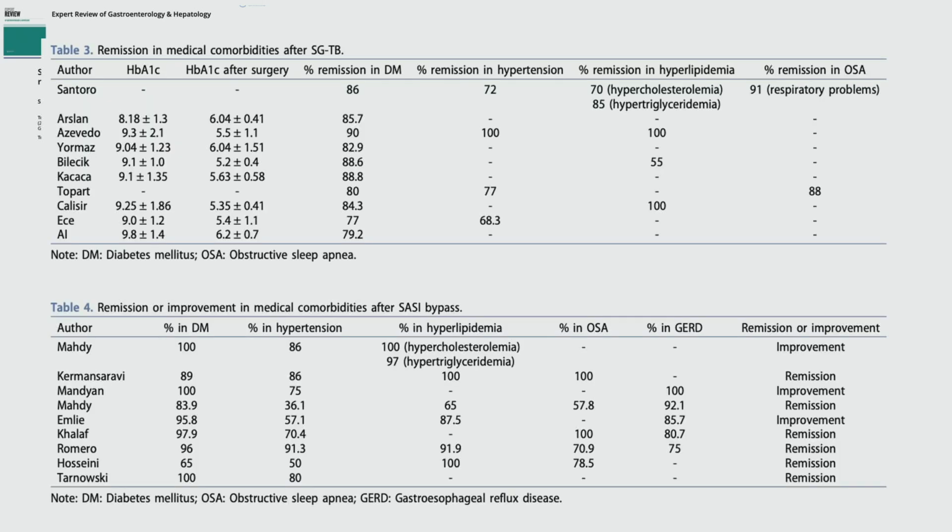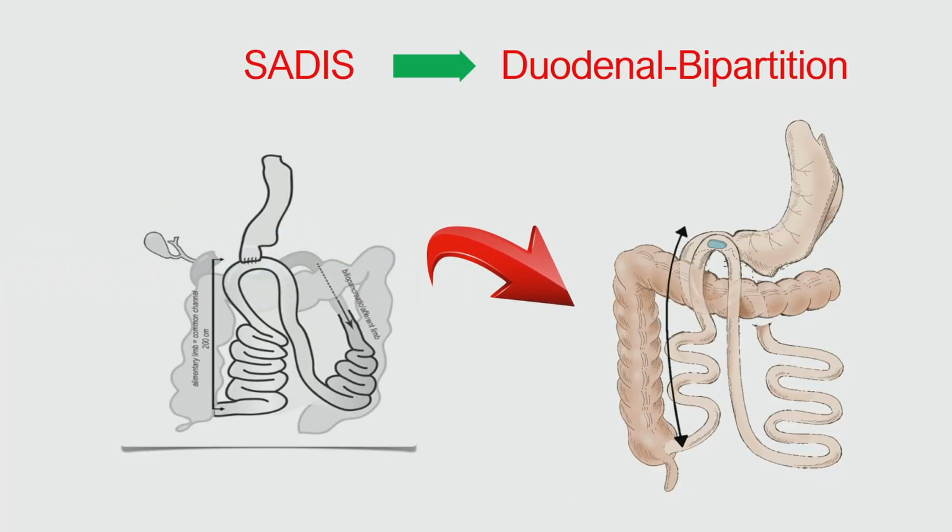Regarding the comorbidities in the same meta-analysis, again, up the standard Roux-en-Y transit bipartition and down the one anastomosis transit bipartition, regarding the control of type 2 diabetes, hypertension, and other very exciting results, as already said before. But now we have another option, how not to think about the duodenal bipartition.